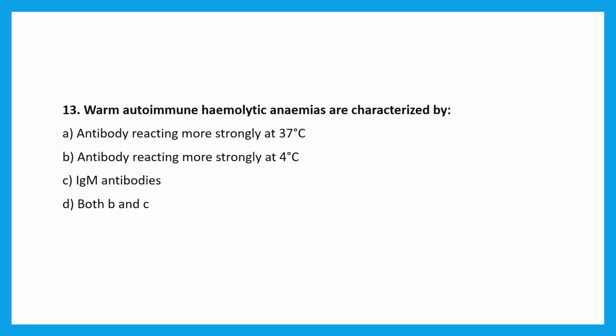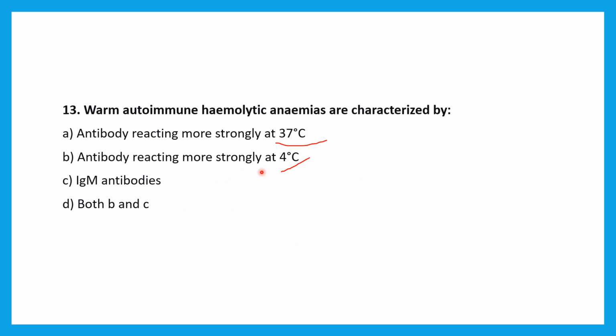Warm autoimmune hemolytic anemias are characterized by: A, antibody reacting more strongly at 37 degrees Celsius. B, antibody reacting more strongly at 4 degrees Celsius. C, IgM antibodies. And D, both B and C. Okay, so warm autoimmune hemolytic anemia is very direct, it is the most common type that we must know, and the autoantibodies that are involved are typically IgG, and they bind optimally at body temperature, which is what? 37 degrees Celsius.